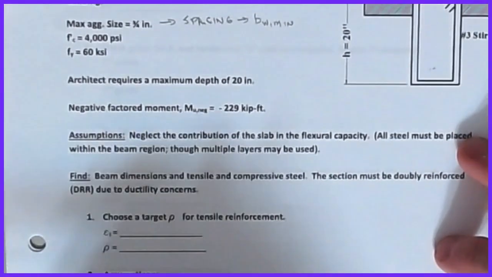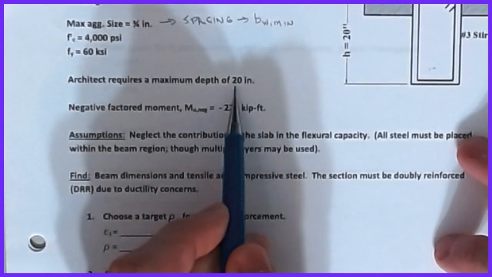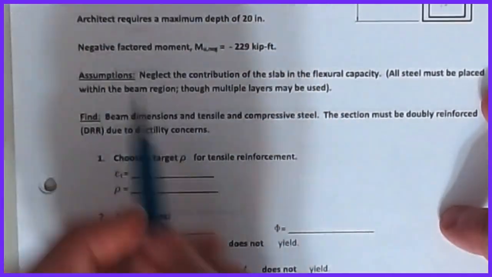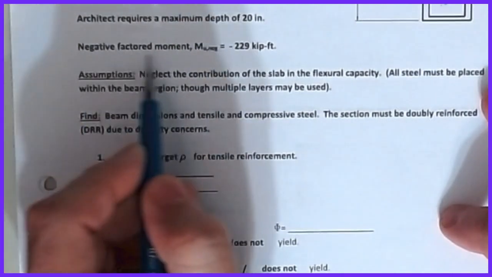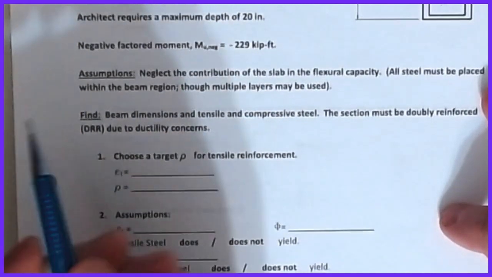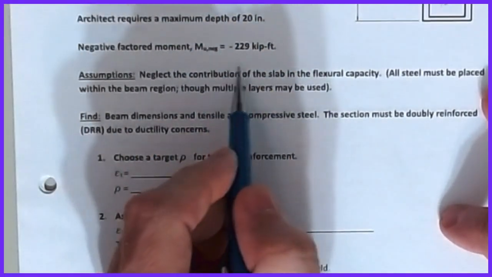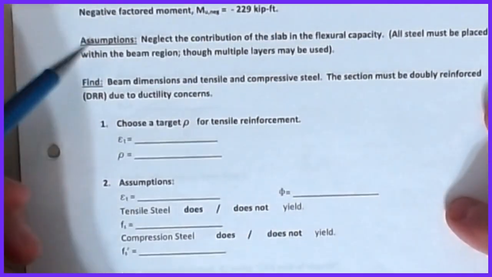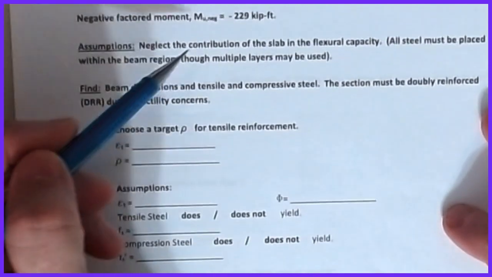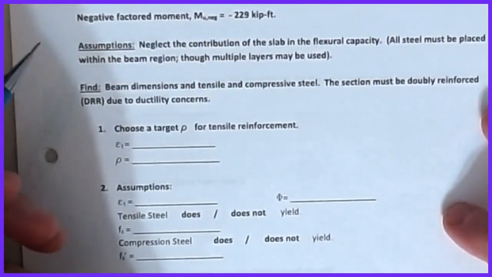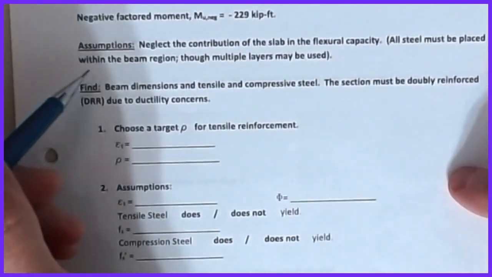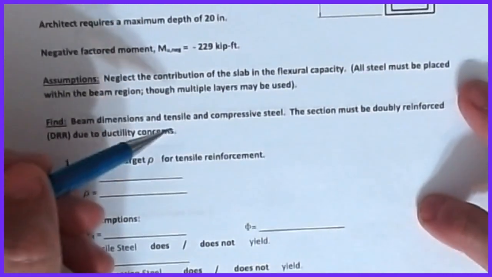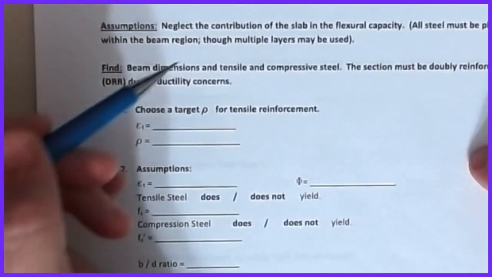Okay, and so like I said, the architect has set a maximum depth of 20 inches for whatever reason, instead of using the ACI minimums. And then what we're going to look at is the negative factored moment on this beam of minus 229 kip-feet. One of the assumptions that we're going to make right off the bat is we're going to neglect the contribution of the slab in the flexural capacity. All steel must be placed within the beam region, though multiple layers may be used. So basically, this is a DRR problem, just like I said.